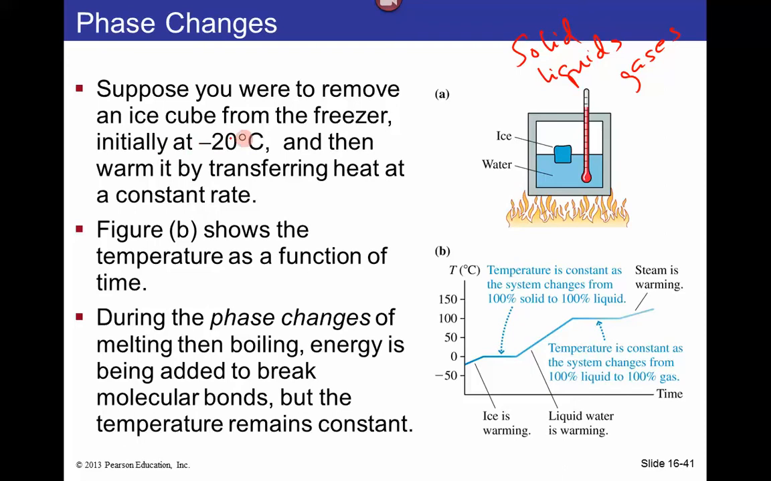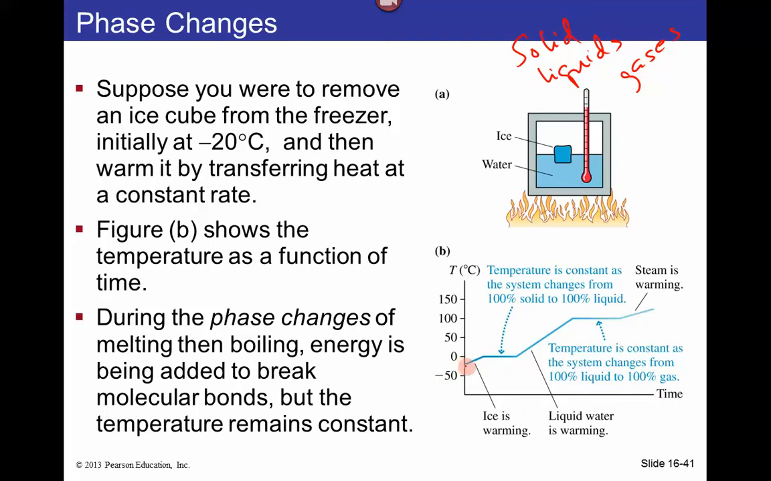Okay, let's say for instance that you were to remove an ice cube from the freezer, which was initially at minus 20 degrees Celsius, and then you're going to warm it by transferring heat. You put it on the stove at a constant rate. So what's going to happen? Well, it's going to start here, and this is a plot of temperature versus time.